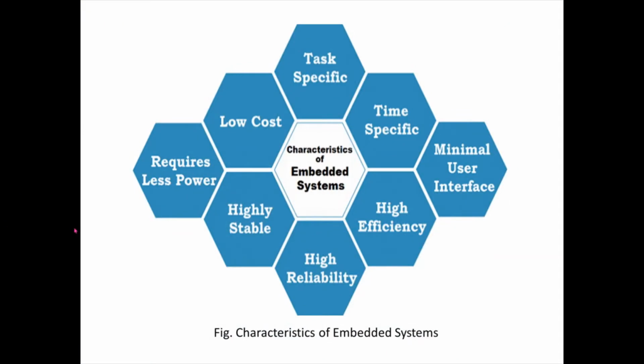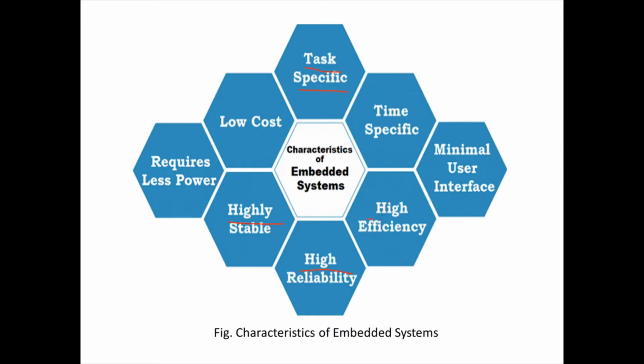So first of all, let's talk about the last lecture, which is characteristics of embedded system. Now we have seen the characteristics in a lot of detail. So just revise this. These are the key characteristics of embedded system. First, it should be very much task specific. That means it should perform a given task very particularly, with high stability and high reliability.